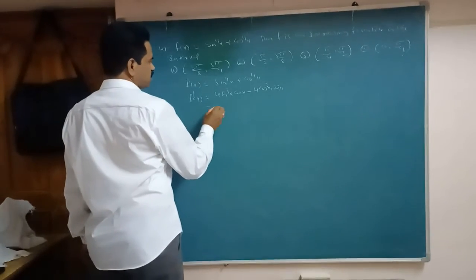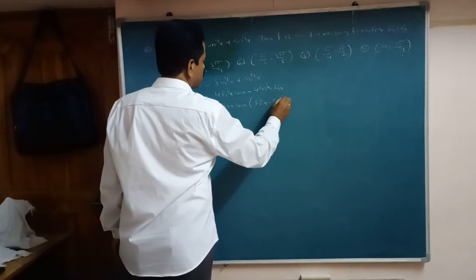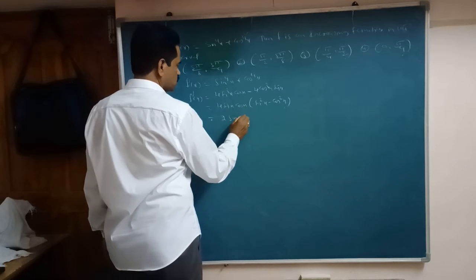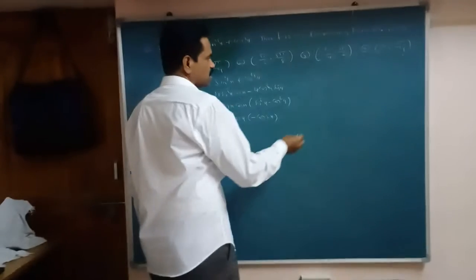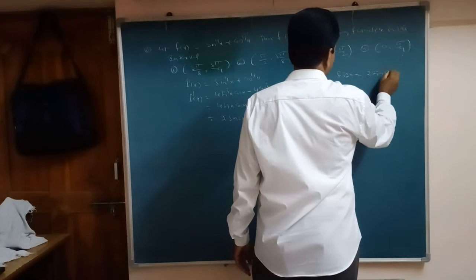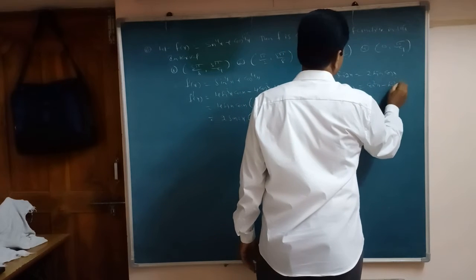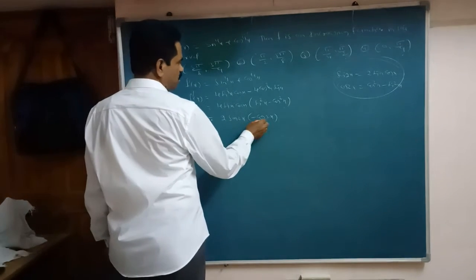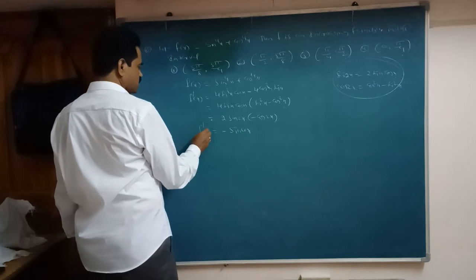Here the common factor is 4 sin x cos x, remaining sin square x minus cos square x. Here 2 sin x cos x is sin 2x, and sin square x minus cos square x is minus cos 2x. We know the multiple angle formulas: sin 2x equals 2 sin x cos x and cos 2x equals cos square x minus sin square x. So again 2 sin x cos x we can write, minus sin 4x. This is f dash x.